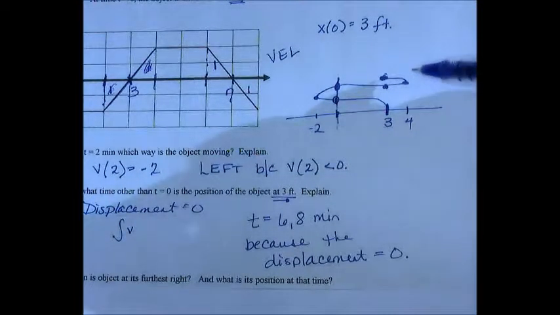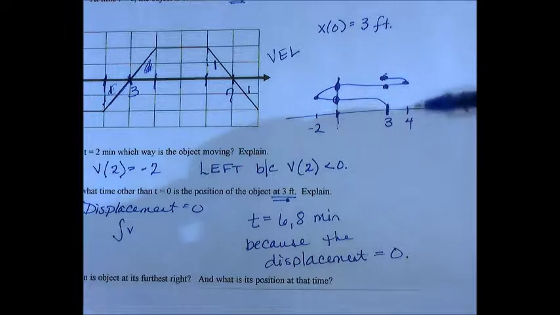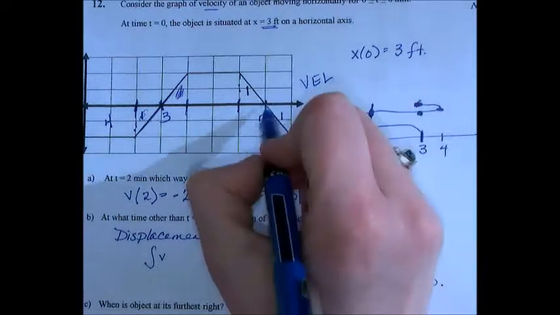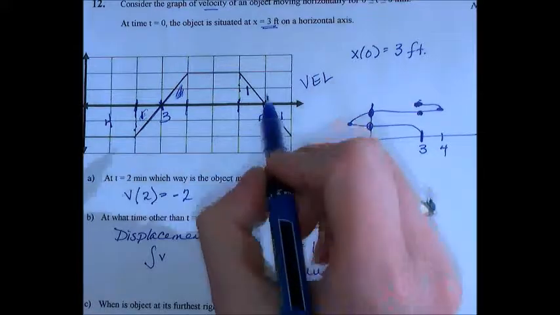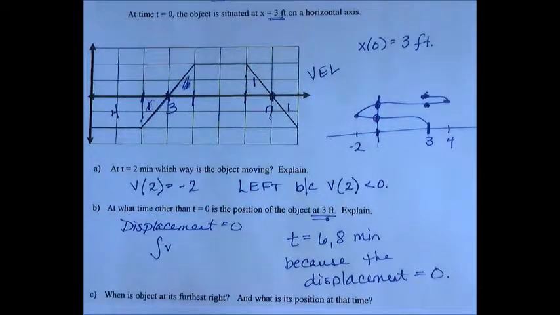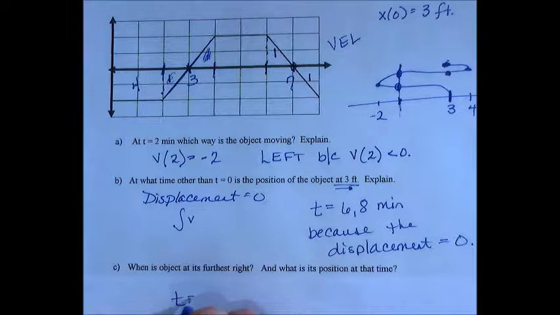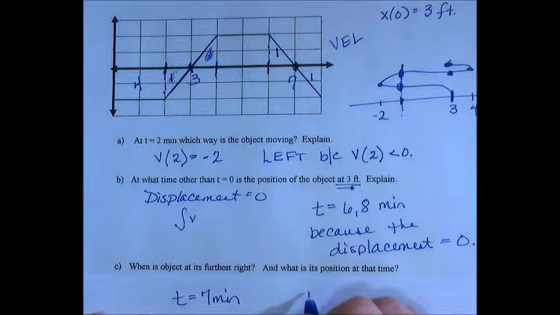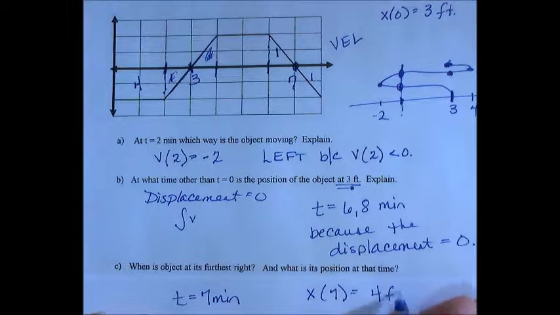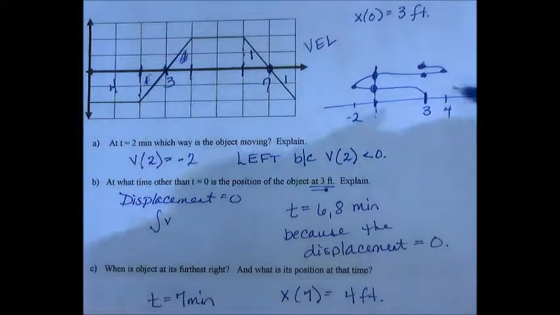So you're looking at when are you furthest to the right, and that's right here. If we go back to our graph, we're talking about this point on our graph. So that's at 7 minutes. When is it furthest to the right? When t equals 7 minutes. What is the position at that time? The position at 7 minutes is 4 feet. So that's what we got right there.